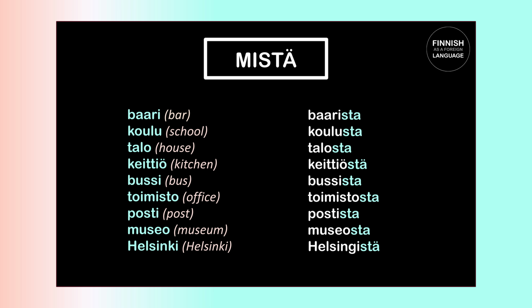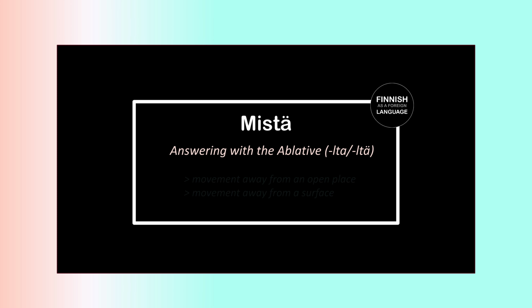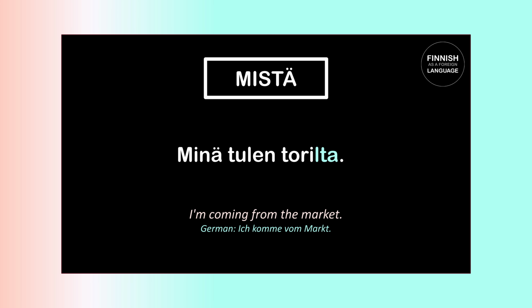Here we have the consonant gradation. NK changes to NG. Now, sometimes in order to answer a Mistä question, we have to use the ablative case instead. This case is required when we want to say that we are moving away from an open area or that we're taking something away from a surface and so on. For example, minä tulen torilta. Minä tulen torilta means I'm coming from the market.